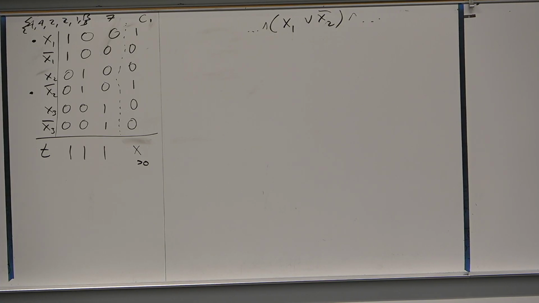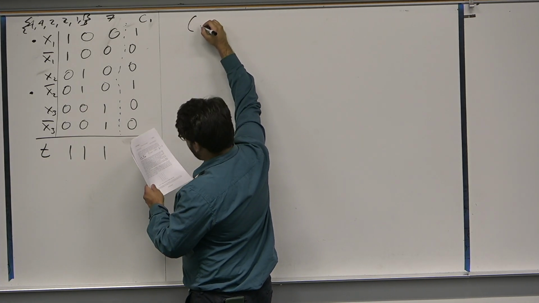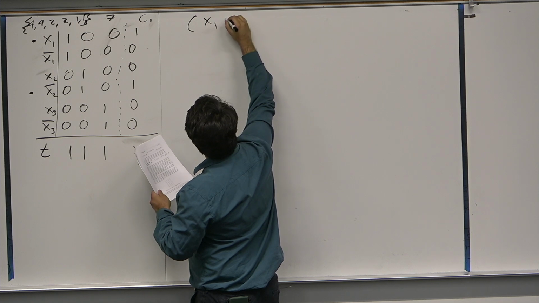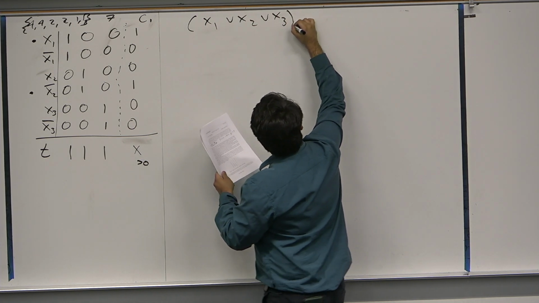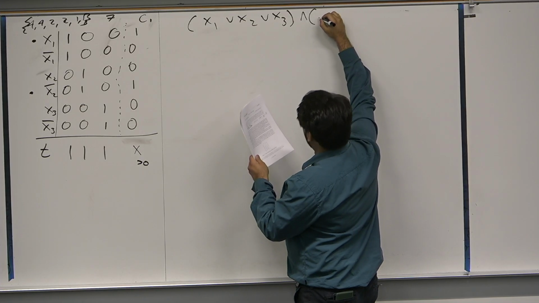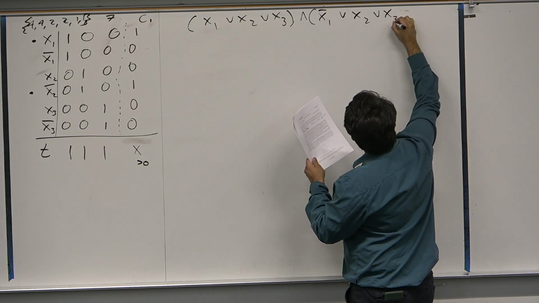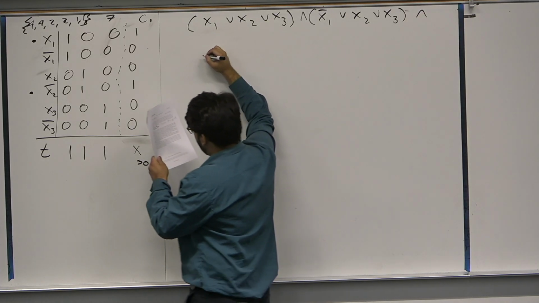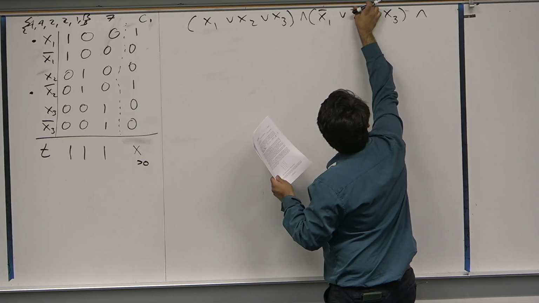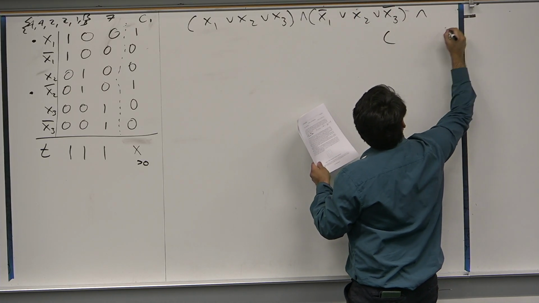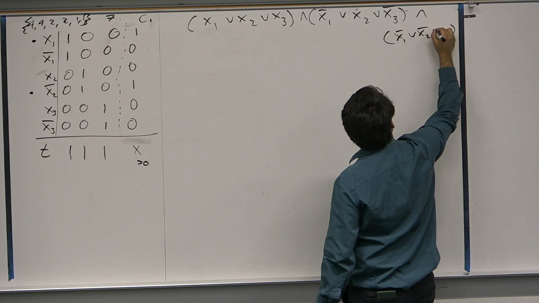In specific, suppose I had the following CNF. I had x1 or x2 or x3, and not x1 or x2 or x3, and, sorry, let's put this one, and nope, let's do that one, and then we'll do x1 or not x2 or not x3. Okay.